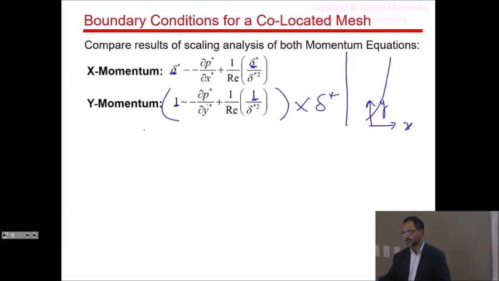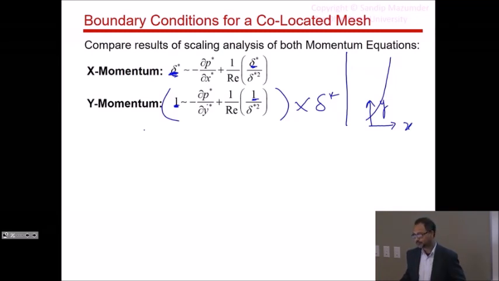Because you see, the left-hand side is of that. So basically we're saying if this is of order of magnitude 1, this is of order of magnitude 0.01, because delta star is much, much smaller than 1. It's a tiny fraction. So the momentum in the x direction is very small compared to the momentum in the y direction.